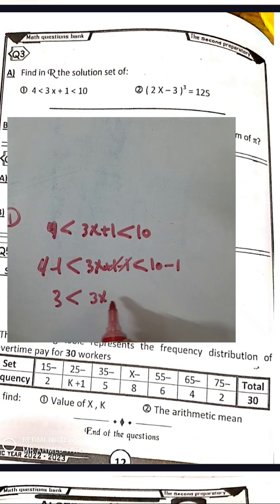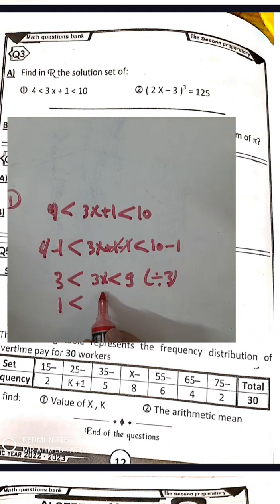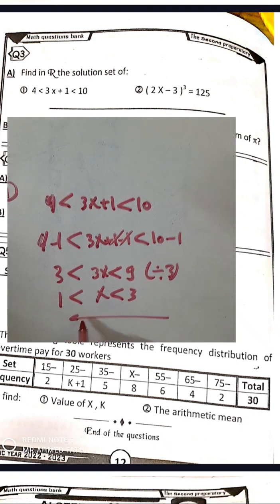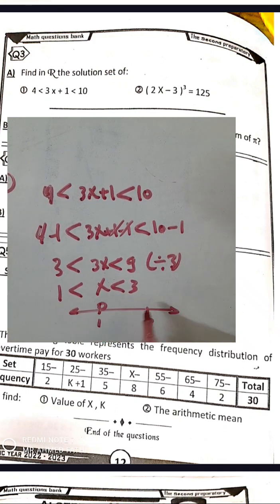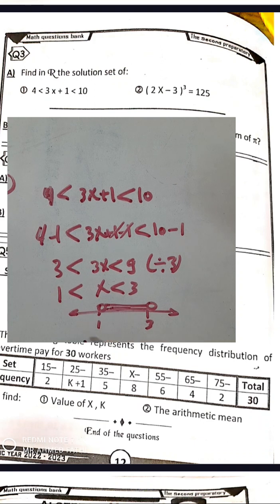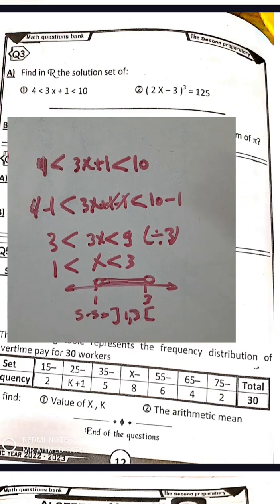The result will be 3x less than 10 minus 1 equals 9, and then we can divide by 3. Then 1 less than x less than 3, and then you can draw the solution set on the number line: 1, 2, 3, with 1 open and 3 open. Then the solution set will be the open interval from 1 to 3. This is the solution set of this example.